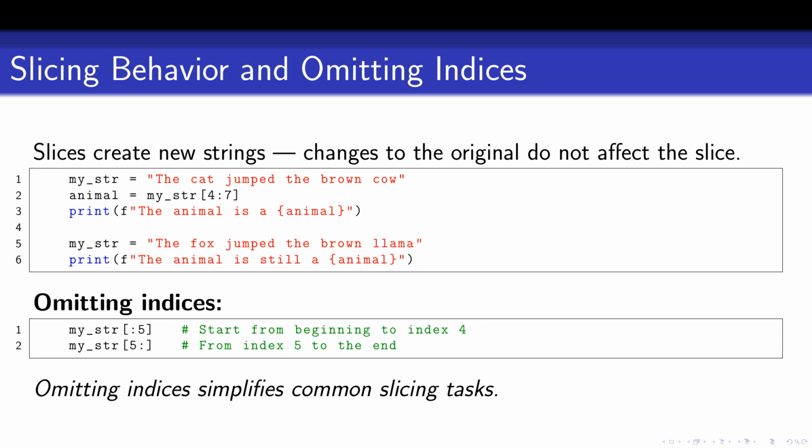When you create a slice from a string, Python returns a new string, not a reference to the original. This means changes to the original string won't affect any previously created slices.